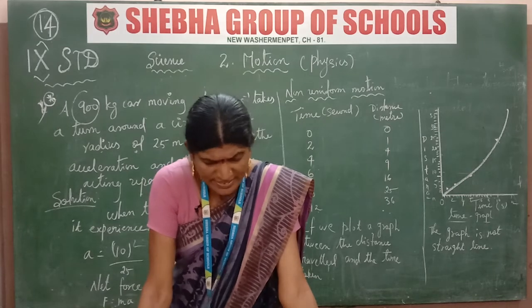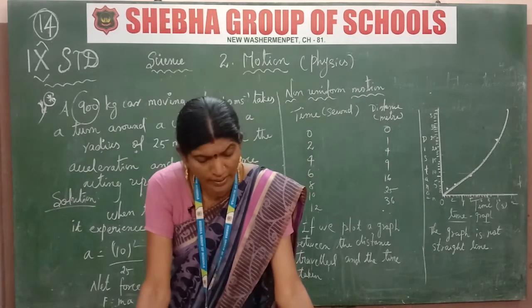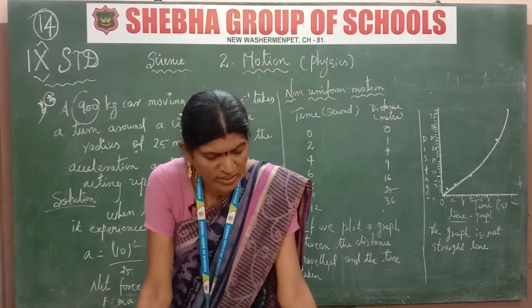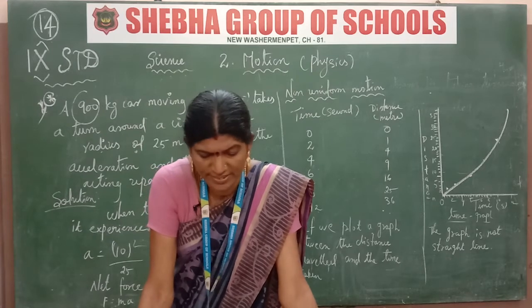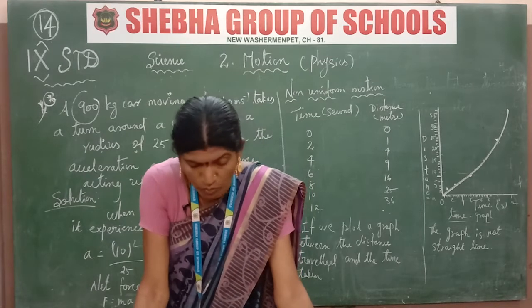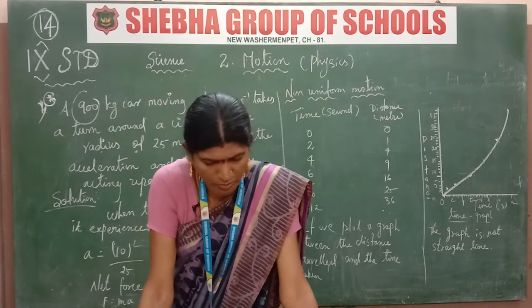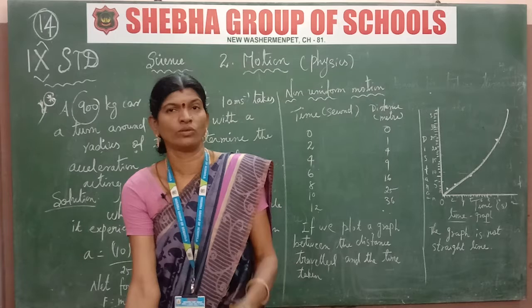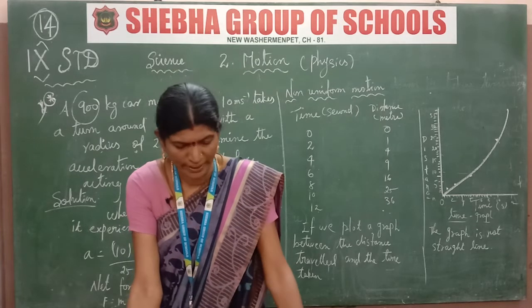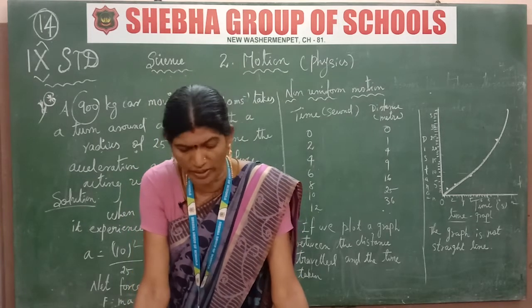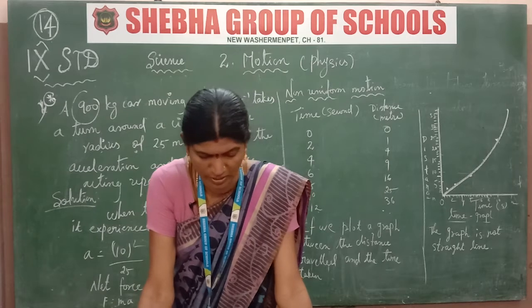Next, centripetal force, the last one here. What is the centripetal force? That is the force acting on a body moving in a circular path. So that is called centripetal force. It is directed towards the center of the circle, for the body moving along the path. So that is called centripetal force.